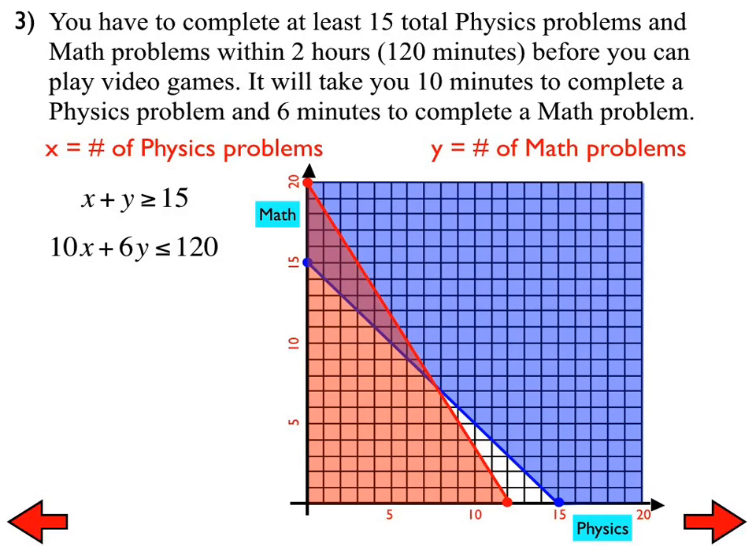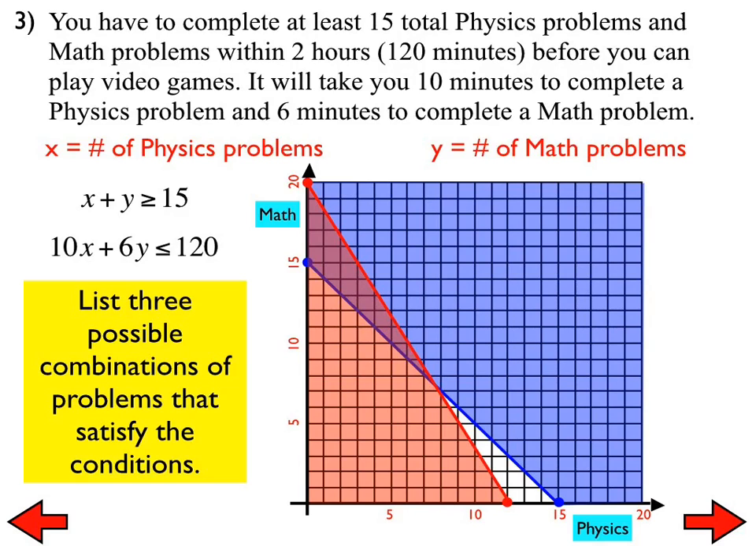So one of the things I wanted you to do was to give me 3 possible combinations of things that will work here. So Prince, give me one combination that you think works. Okay, hold on. 16 for math, and how many for physics? 2. All right, so does that work? 2, 16 is right there. So that does work.